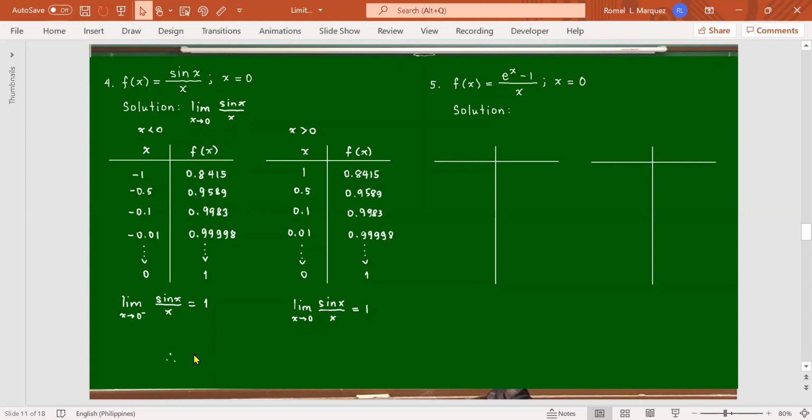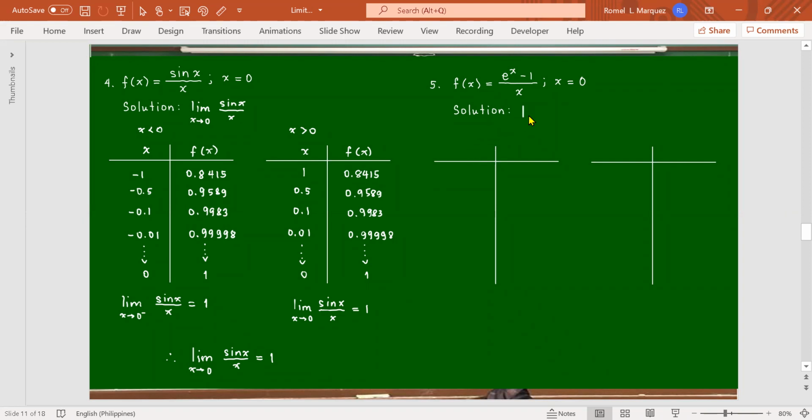So we can now make a conjecture. We say that the limit as x approaches 0 of sine x over x is equal to 1. Get it, guys? Let's have number 5. I think this is the last, so that we can proceed to the algebraic approach of finding the limits.